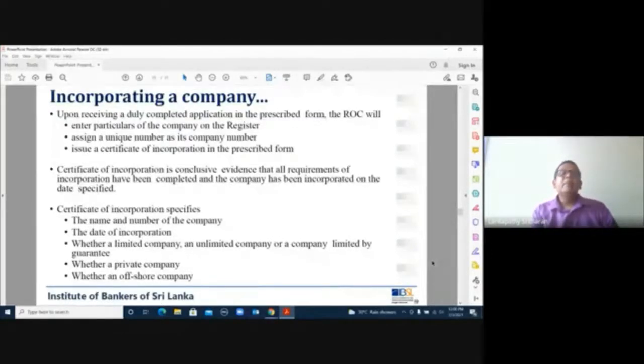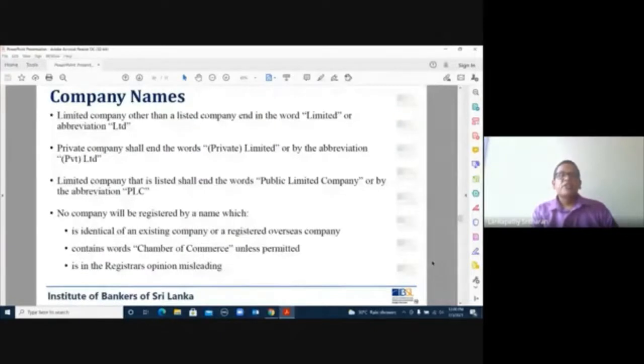And then the company's name. I have already told you that when any person wants to form a company, first they check the names. The first condition is that the name should not be identical. And once they identify the name, let's take an example, ABC Company, and when they are displaying that name, that name should meet some conditions.